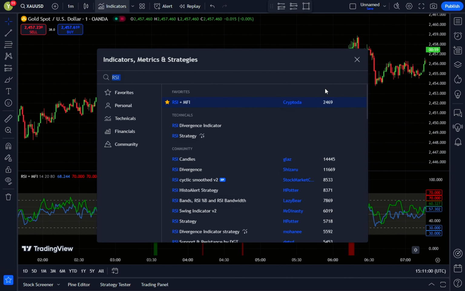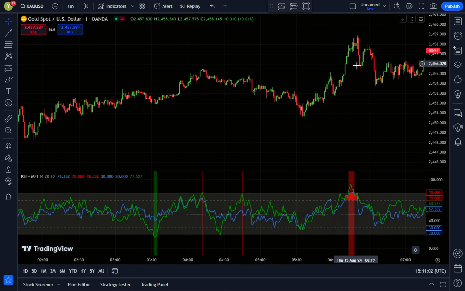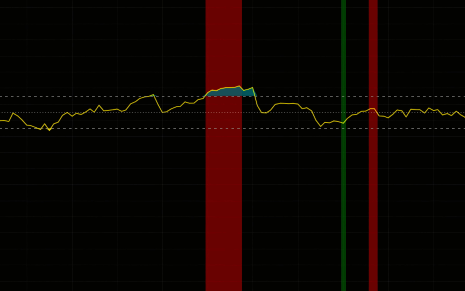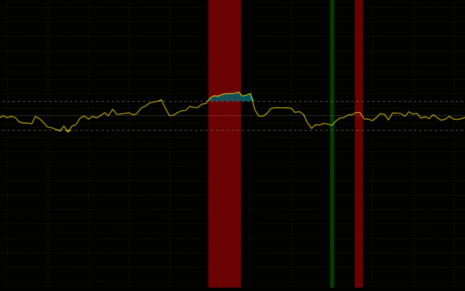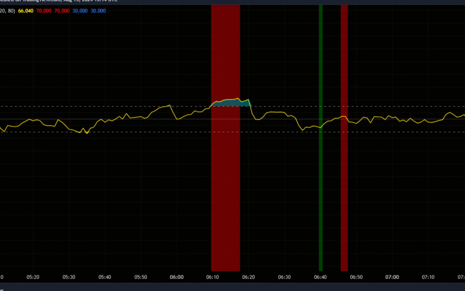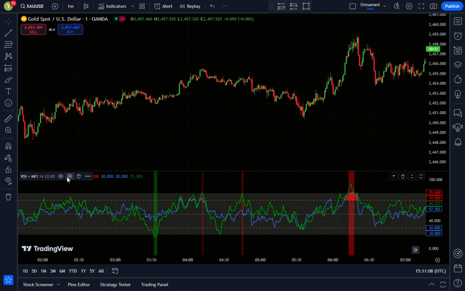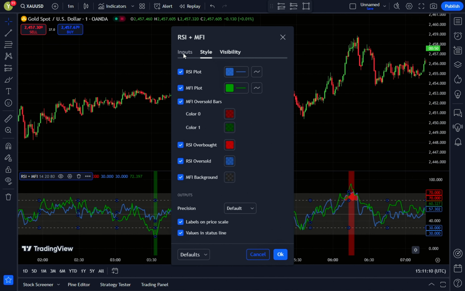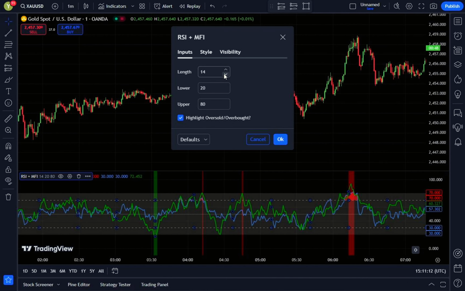This indicator is a combination of the Relative Strength Index, RSI, and the Money Flow Index, MFI, which are both essential in identifying overbought and oversold conditions in the market. Now, let's fine-tune the RSI MFI indicator for our strategy. In the Input tab, change the length to 10. This shorter length helps us capture quicker changes in the market.